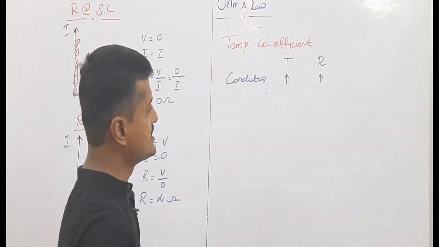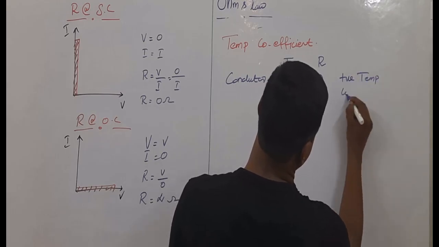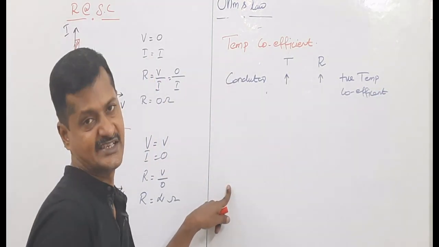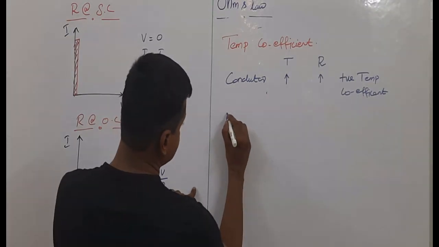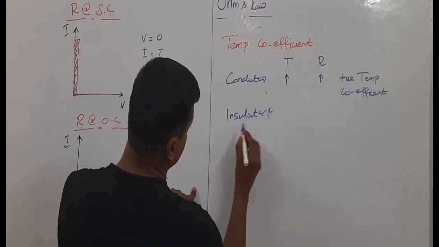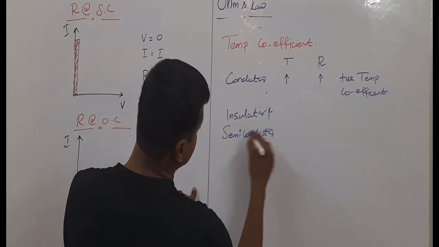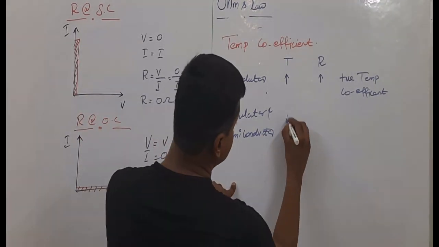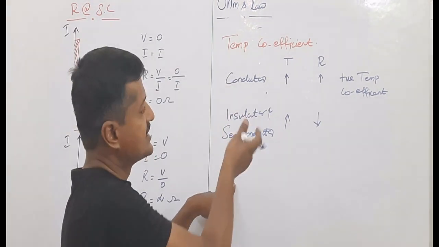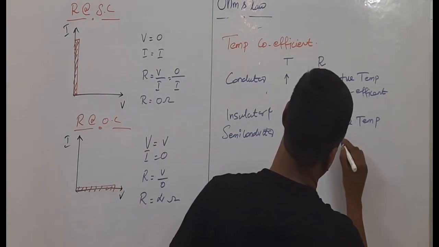So the conductor has a positive temperature coefficient. So resistance has a positive temperature coefficient, and then we have an insulator and a semiconductor. For an insulator and a semiconductor, if the temperature increases, the resistivity will decrease. That is a negative temperature coefficient.